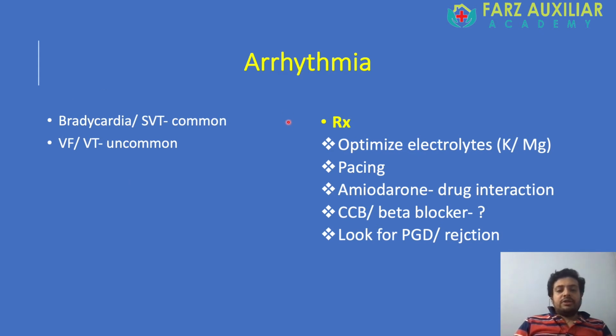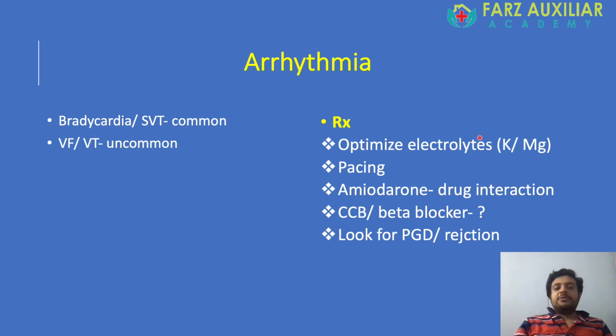Remember, always, if there is a new onset arrhythmia, be it SVT or VT or VF, you should always search for primary graft dysfunction and rejection. So that is an important point. At this point of time, you should talk with your transplant team and the immunologist regarding the possibility of rejection and graft dysfunction.